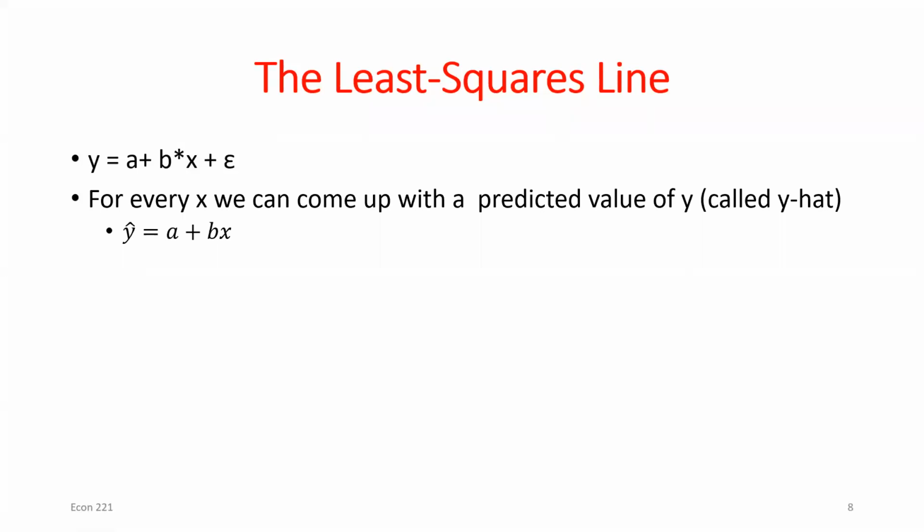The problem is if I look at someone like Bill Gates and I try to just plug in their years of education, I can come up with a predicted income, which you can think about as the average income of someone with 16 years of education, a high school or college graduate. But for Bill Gates, he's going to be making way more, right? My prediction is going to be off.